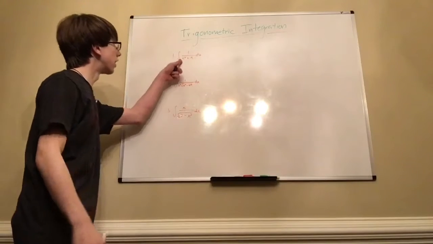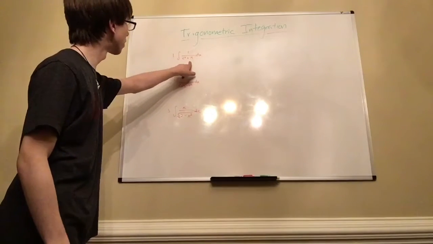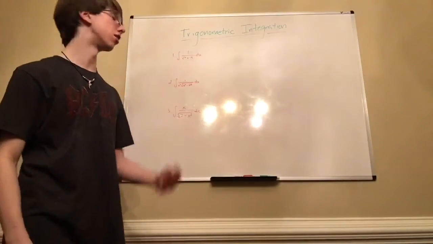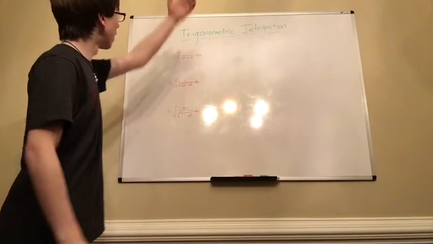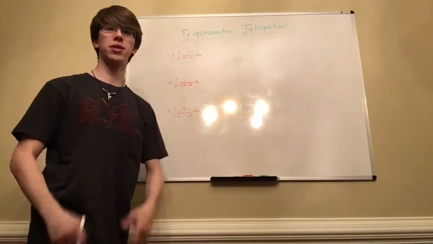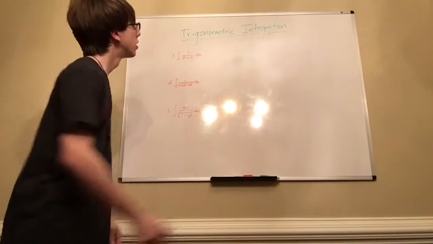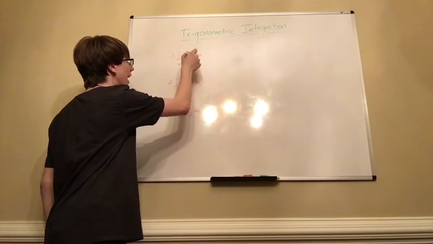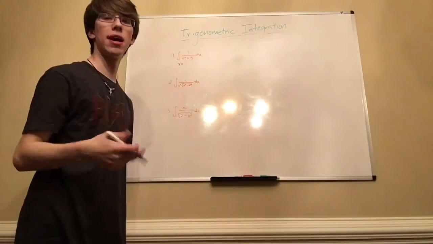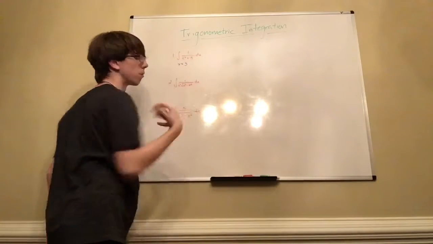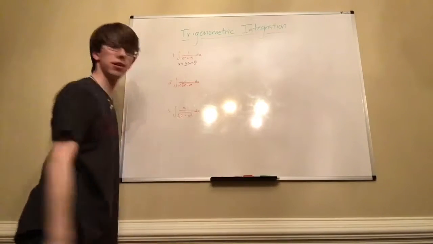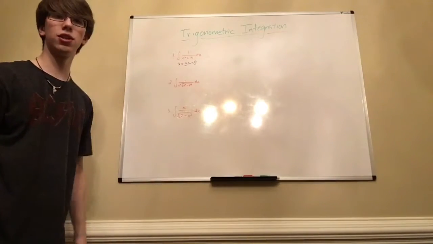So, we start off by looking here. We know that this is x squared plus 9, so we'll say that this is in the form of x squared plus a squared, where a is a constant. In this case we use tangent. So we say x is equal to a tangent theta, and since 9 is a squared, a would be 3. So x is equal to 3 tangent theta.